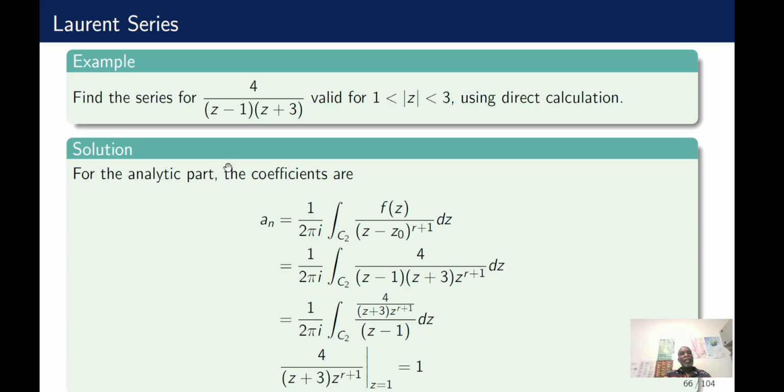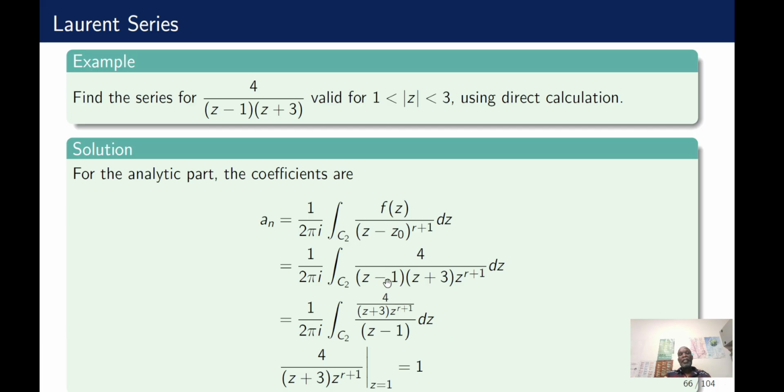For the analytic part, the part that is analytic is the part with the positive powers. We are going to have our a_n, so it is going to be this. This is the expression; I haven't substituted anything here. Now, if I substitute f of z, which is 4 over z minus z over r, we are going to use the Cauchy integral theorem.